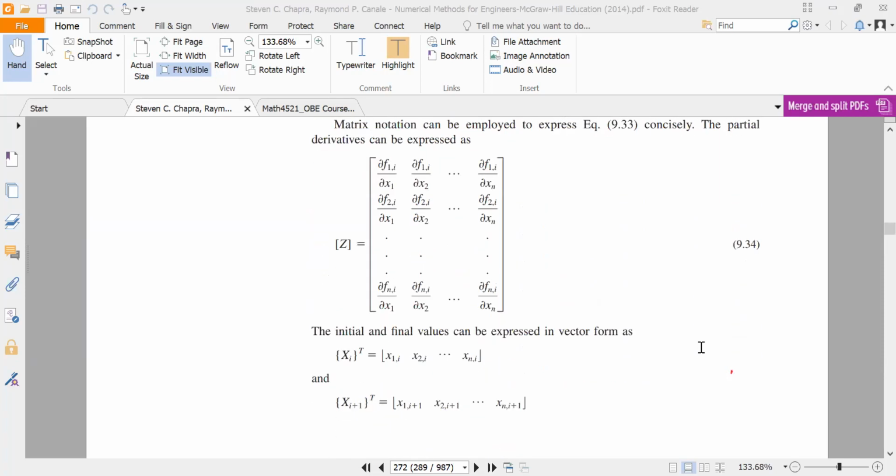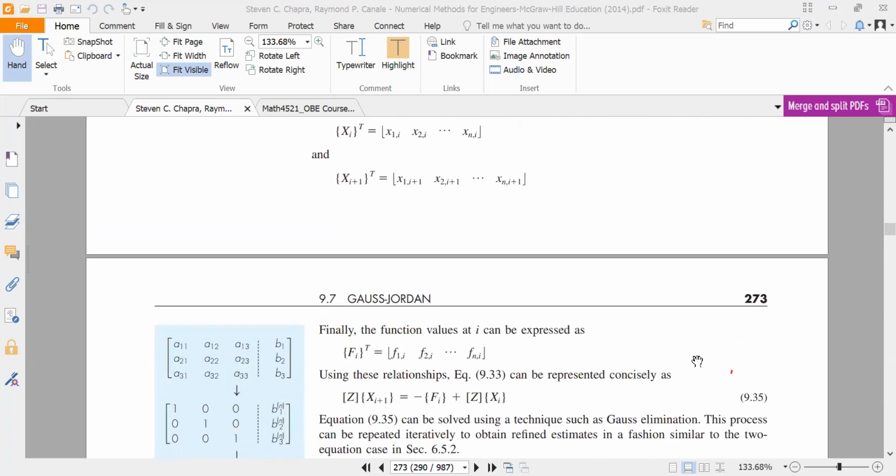In this case, x will be a column vector and xi plus 1 will also be a column vector. Then your equation can be put into this form: Z into xi plus 1 would be equal to minus xi plus Z. What is our objective? We have to solve for xi plus 1. Once these equations are available, it is a matrix equation, and no nonlinearity is there, so we can apply our Gaussian elimination technique to solve it. But this will be illustrated later with an example.